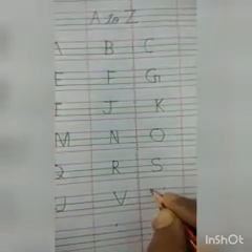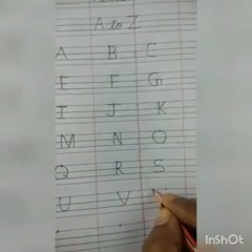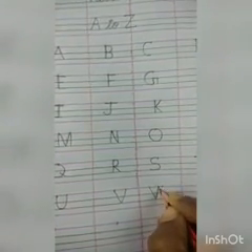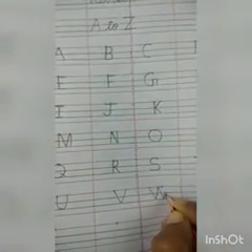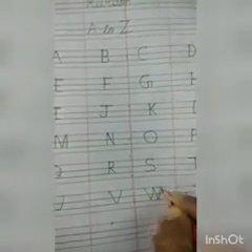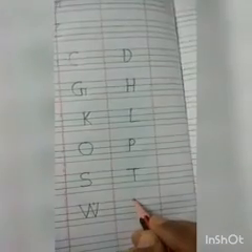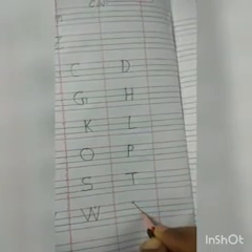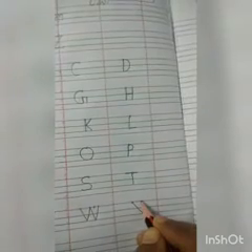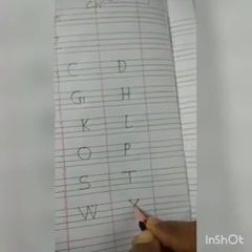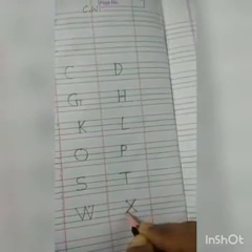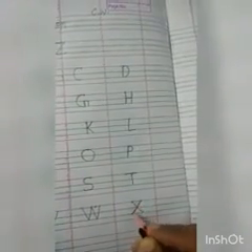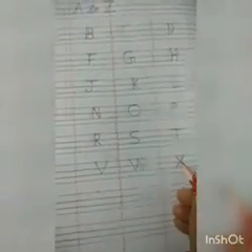Then next letter will be letter W. How to write letter W? Start from the first line, make slanting line downward, then again go upward to the right side, then again come downward, then again go upward. This is letter W. Next letter will be letter X. Start from the first line, make slanting line towards the right side. Then again make one more slanting line from first line to third line to the left side and till the third line. And it will join each other. It will cut each other. Okay. This is letter X.